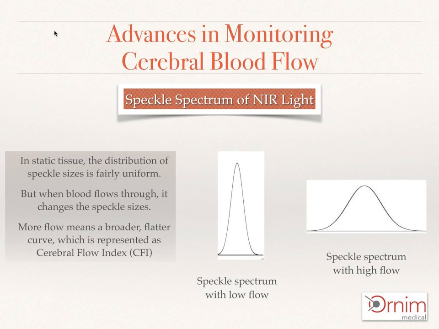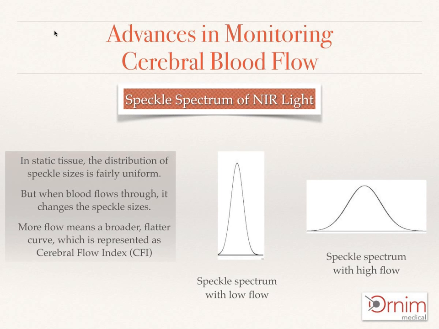And what this allows us to do, as the next step, is to evaluate when blood is flowing through the microvasculature. If you see in the center image here, the distribution of speckles from the laser is fairly narrow. There's a high amplitude and a relatively narrow base. So in static tissues, the distribution of speckle sizes is fairly uniform. This changes when blood starts to flow through tissue.